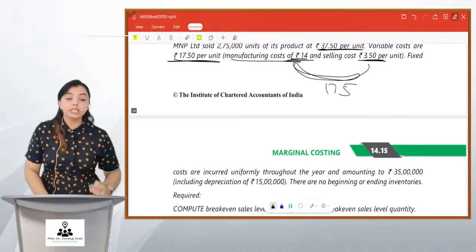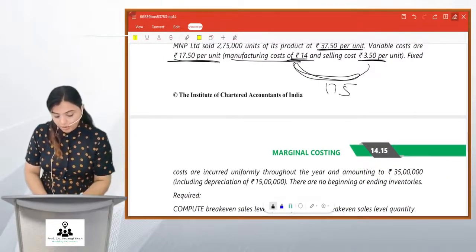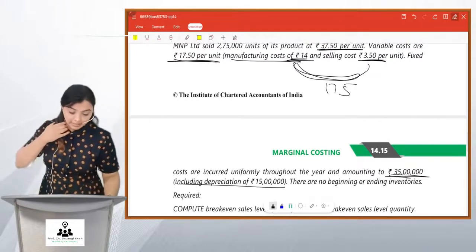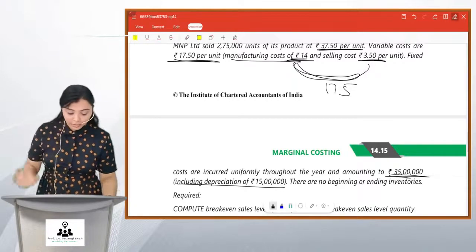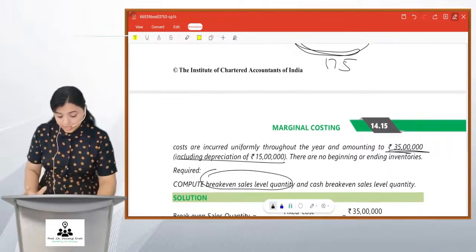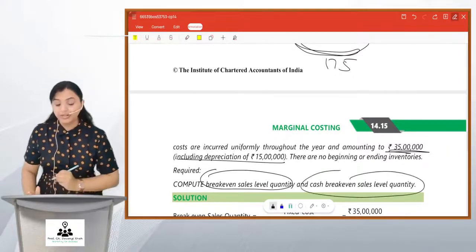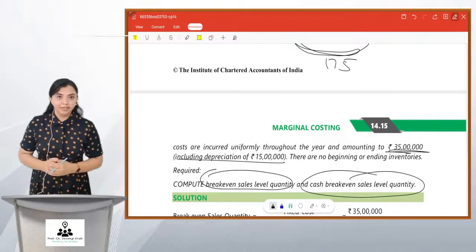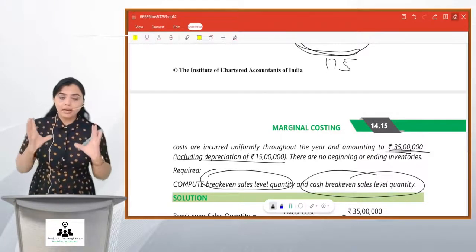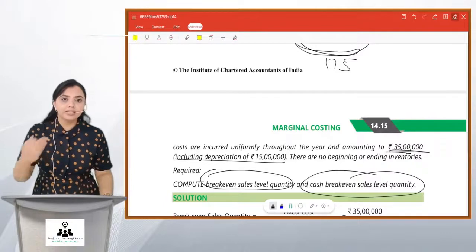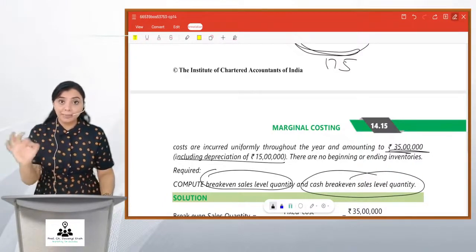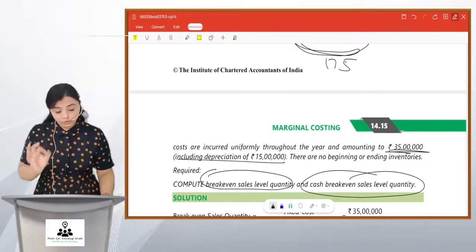Fixed costs are incurred uniformly throughout the year amounting to 35 lakhs including depreciation of 15 lakhs. There are no beginning or ending inventories. Compute break-even level of sales quantity and cash break-even sales level quantity. So friends, they want BEP in units. Now friends, how to solve the sum? Whenever there is this required part given, first understand what exactly it is, BEP in quantity. For this, I know the formula.